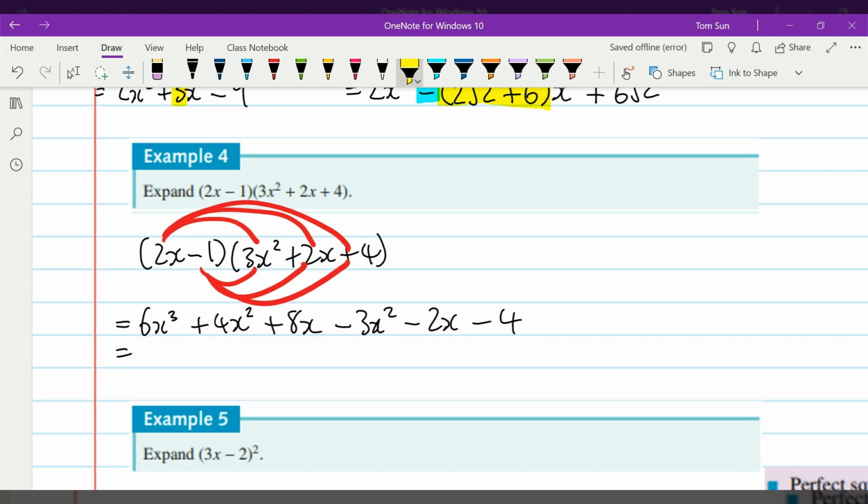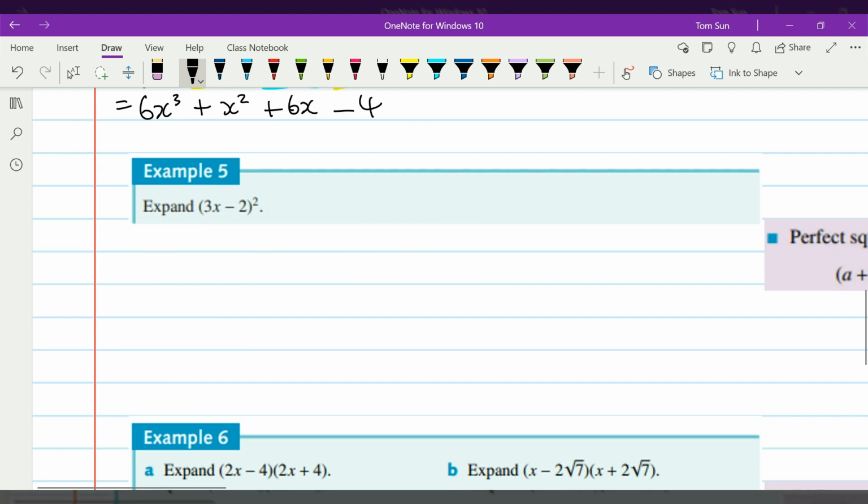Then we combine the like terms, so positive 4x squared minus 3x squared. And then I use highlighter, and it's positive 8x minus 2x. Okay, so these are my like terms. Everything else stays. Notice that the 6x cubed stays at the very front. Nothing changes there. Then I do positive 4x squared minus 3x squared, which is, of course, x squared, or 1x squared, but just x squared. And then plus 8x minus 2x is plus 6x minus 4. Done. That's the answer. Okay, keep going.